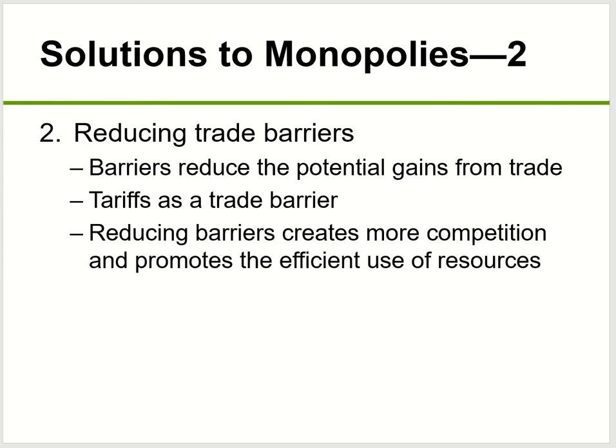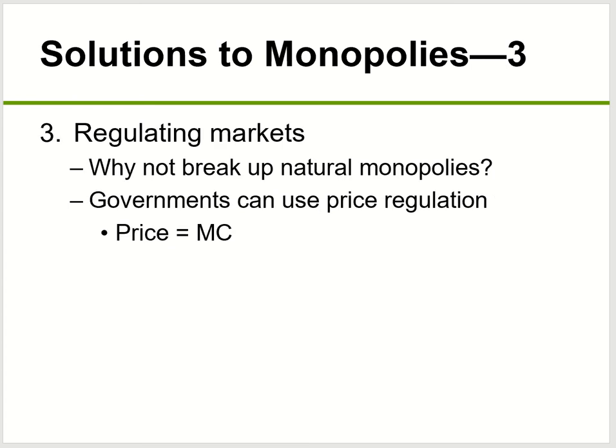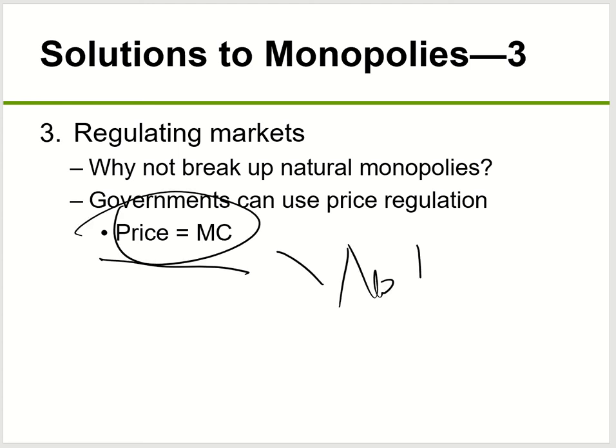Okay. Second, we can reduce trade barriers, allowing companies to get around trade barriers and join the market, so the monopoly has to compete against other companies. And lastly, we can also try to regulate the market. Government can set a price for monopoly companies. So we can say, hey, Centerpoint, we allow you to be a monopoly, but you have to charge the price we want, which is price equal to marginal cost. Now, if this happens, you have no deadweight loss. Okay, so that's the last solution we have.